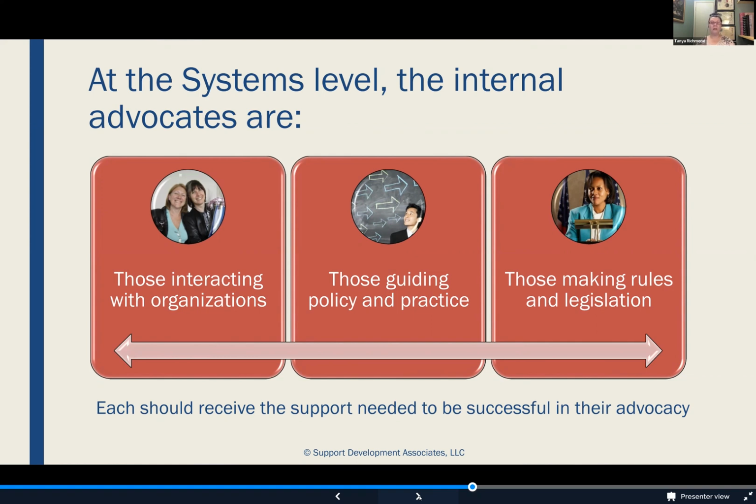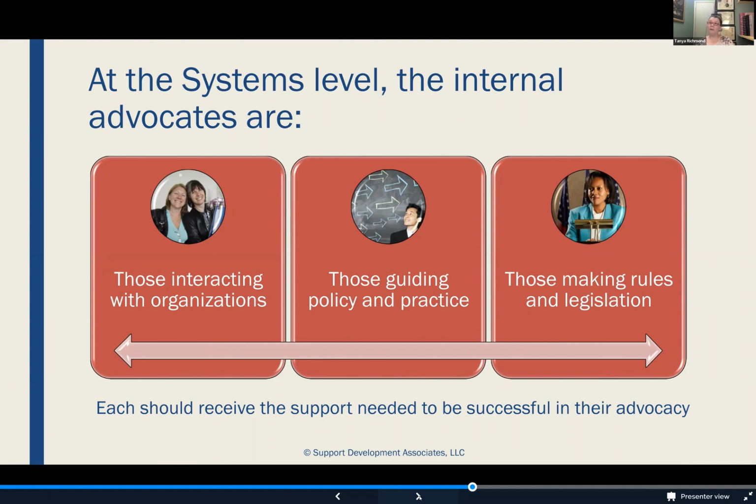And if we're going to think about systems level and the internal advocates in their role, we want to make sure that we're including people who are interacting with those organizations, those who write the policy, procedure, and practice, those who govern it, and those who are making rules and legislations that might be outside of the organization as well. And each one of those factors really needs to receive the support needed to be successful in their advocacy.